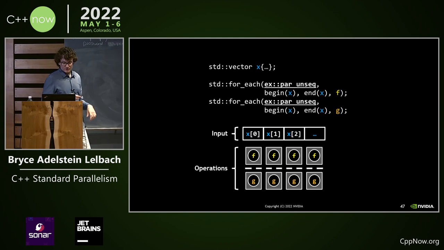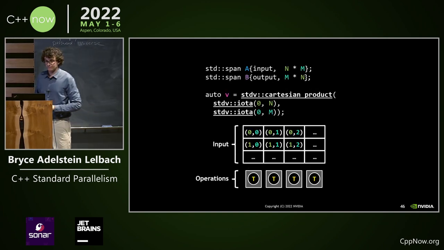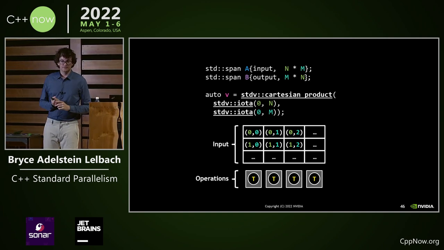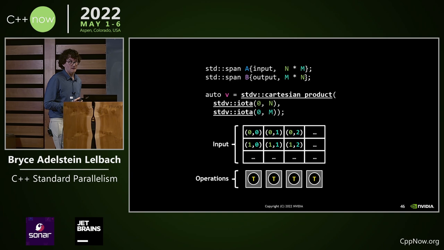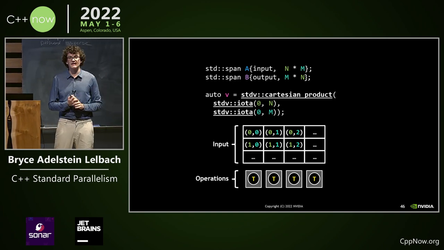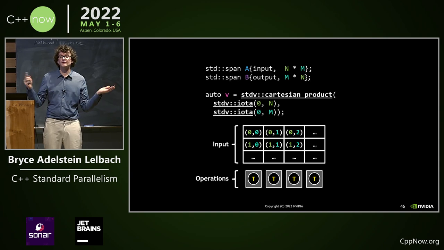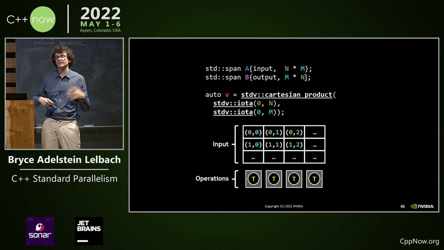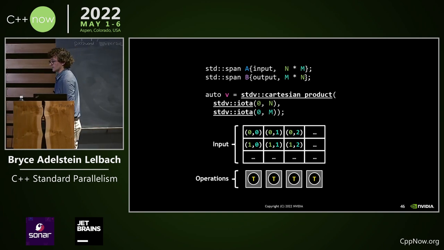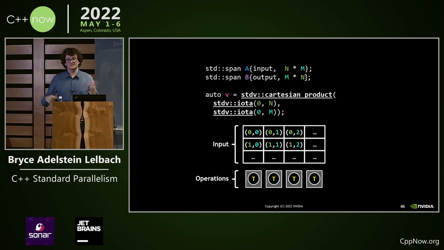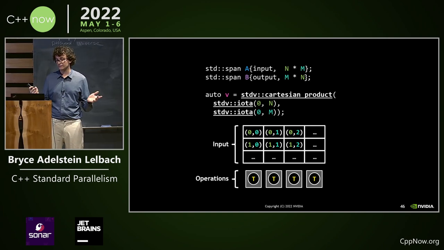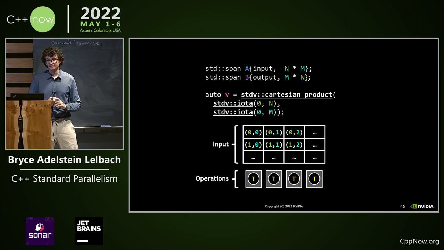So, yeah, I got a question. The question is, cartesian_product has a begin and end, yes. And the question is, are cartesian_product iterators random access? Yes, if the ranges that it's composed from are. So if you make a cartesian_product from ranges of forward iterators, then it's not going to be random access. But if you make a cartesian_product from random access ranges, then it will be random access.